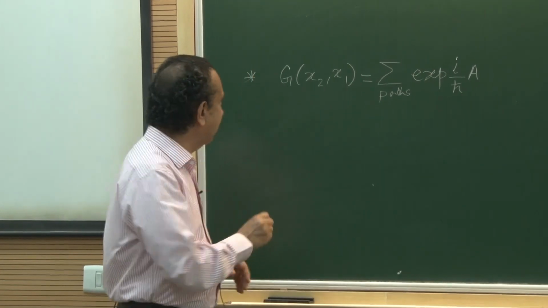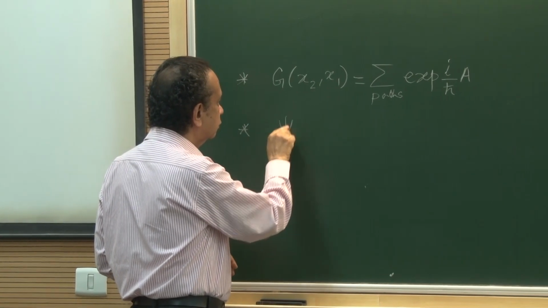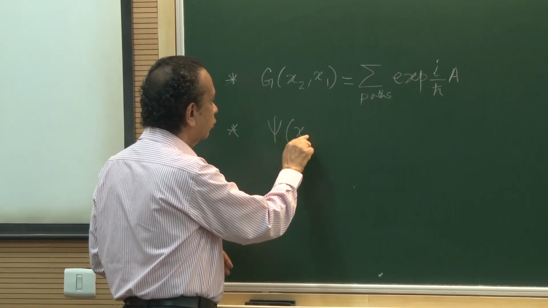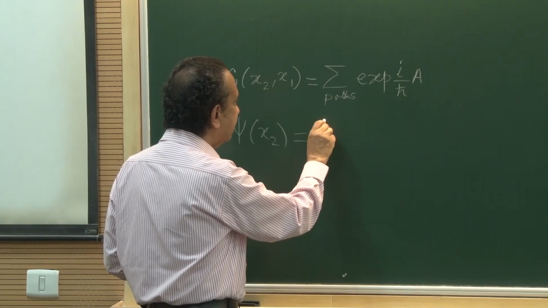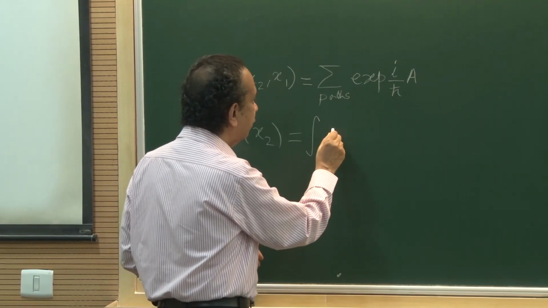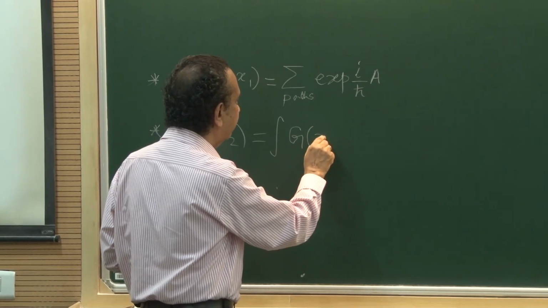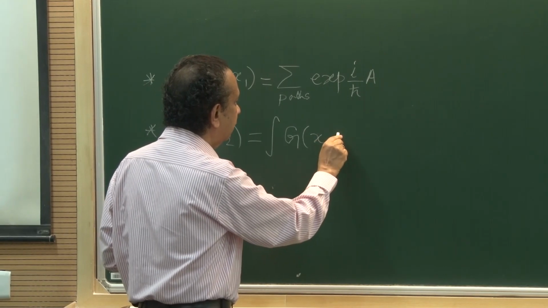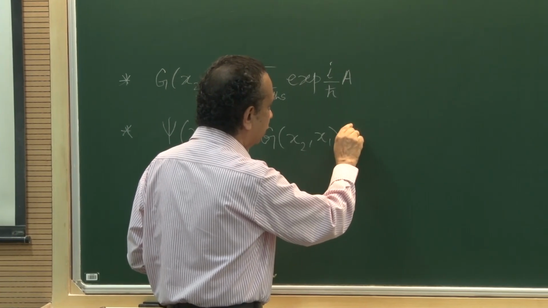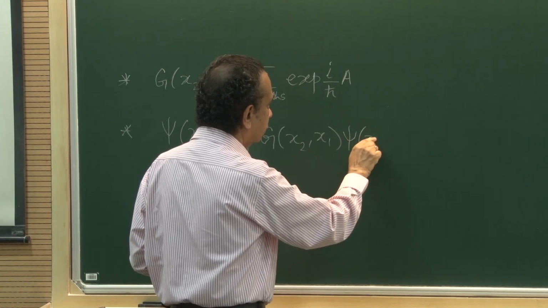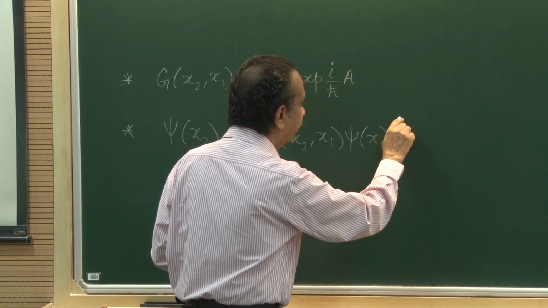And once you have that, then the amplitude to find a particle at some point x2 is given by the amplitude for the particle to be originally at some point and then to propagate. So, the amplitude for it to propagate is just what we have written down here. In fact, it is called propagator G x2 x1, multiplied by psi at x1 and integrated over just the spatial coordinates.